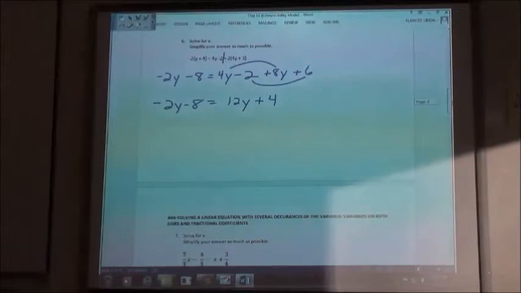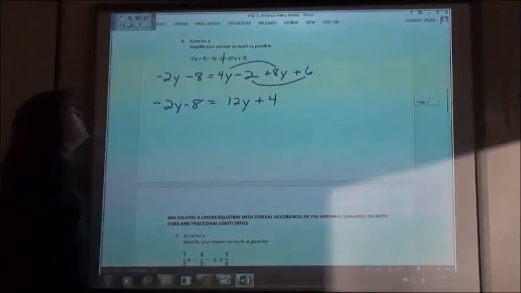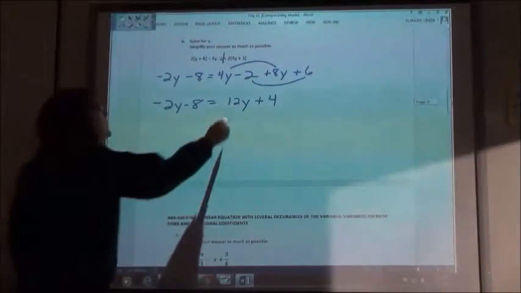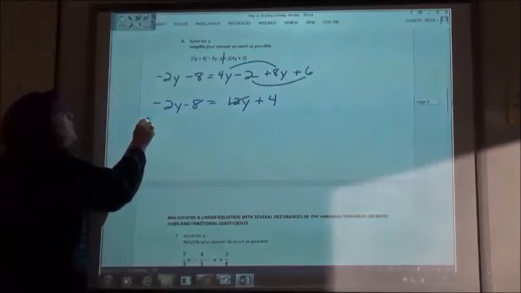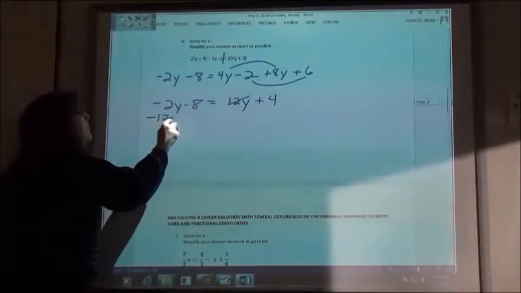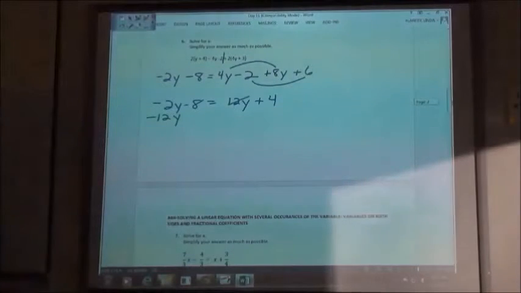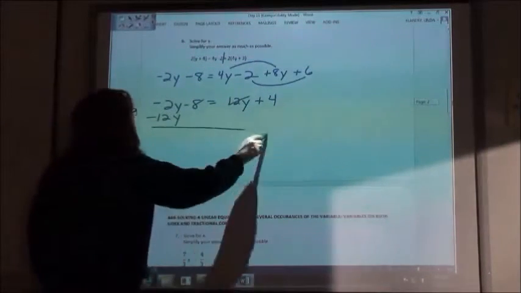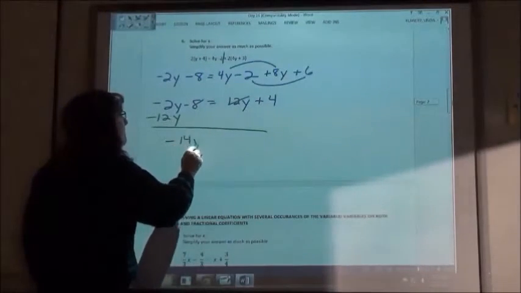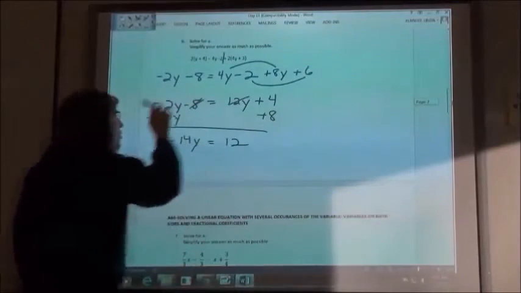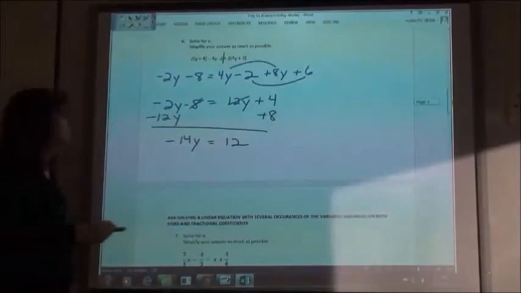That's going to be 10y. Well, tell me what you're going to do. Oh, I'm moving my 12 over to... You're moving your 12 over, so when you move your 12, you're going to have a positive. No. Oh, a negative? A negative because it is positive. Oh, okay, so I'm going 14 then. So it's going to be negative 14y. 14y minus becomes a positive 12. So negative 14y equals 12.